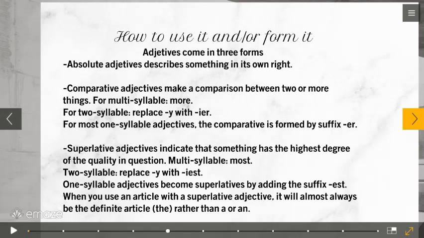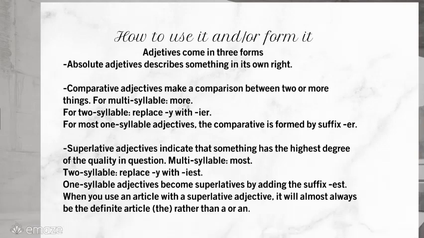When you use an article with a superlative adjective, it will almost always be the definite article, the, rather than a or an.